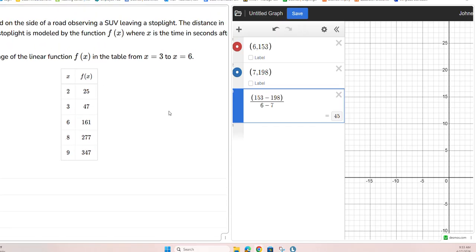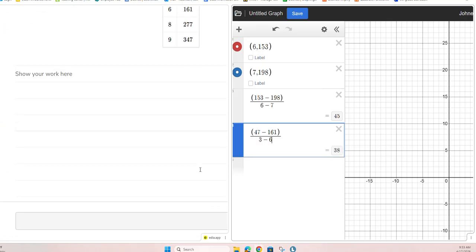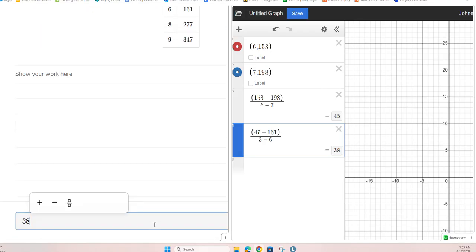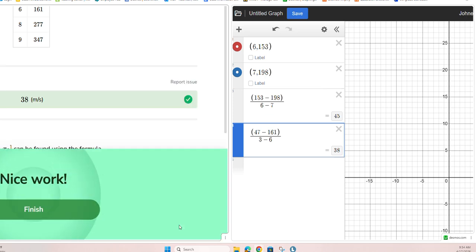Okay, I should be down to my last 2 problems. I am. All right, 3 to 6. Here I go. I feel like I'm a pro now, so I'm not going to type these ordered pairs. I'm just going to type my answers. 3 to 6. You tell me what I should type. 38. You think that's wrong?